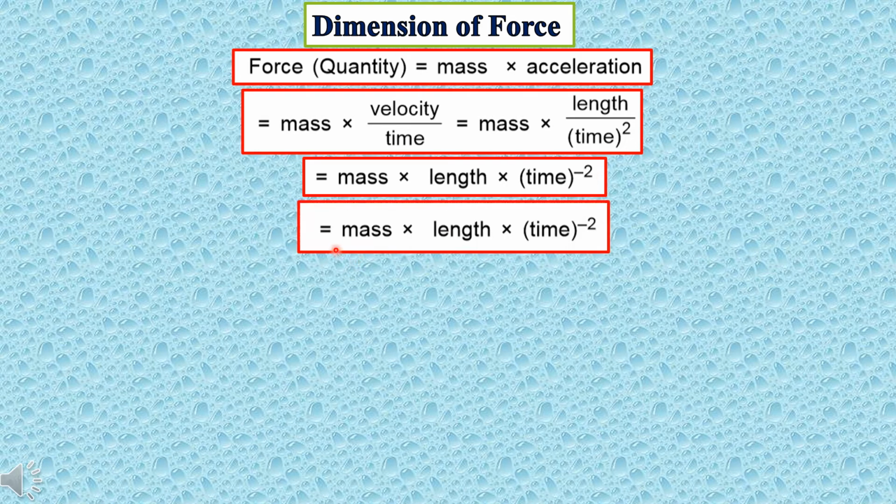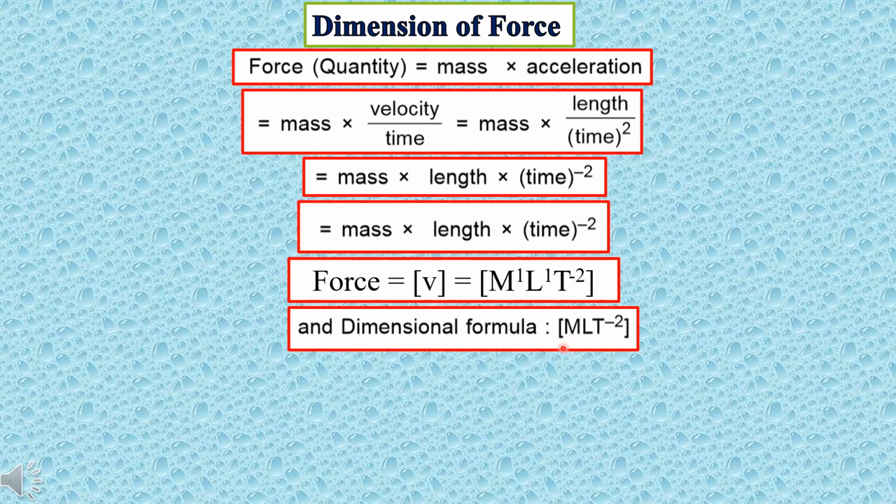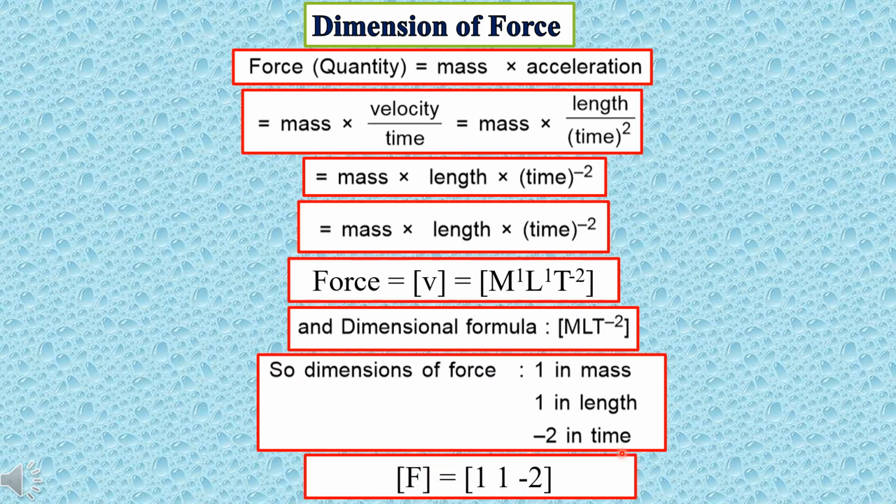For mass we write capital M, for length we write capital L, for time we write capital T, and the power of mass is 1, power of length is 1, power of time is minus 2. So we write M to the power 1, L to the power 1 and T to the power minus 2. This is the dimensional formula [M L T^-2] with square brackets. So the dimensions of force are 1 in mass, 1 in length, minus 2 in time, and in a standard way we write it in square brackets as 1, 1, minus 2.